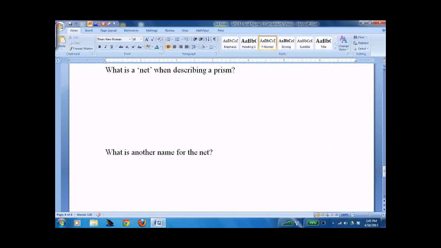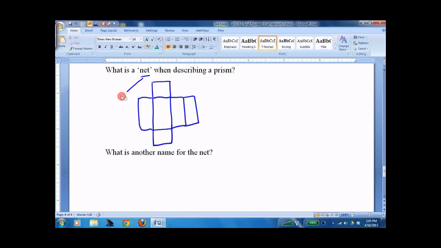So we're going to take a slight detour. If I take that rectangular prism, or actually square prism, and I unwrap it, we call that a net. It's very tricky, and that's the other name for it, the surface area.